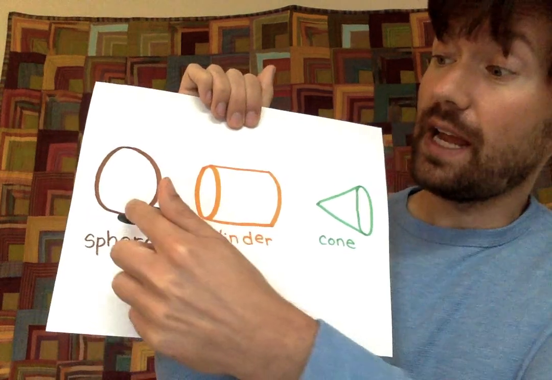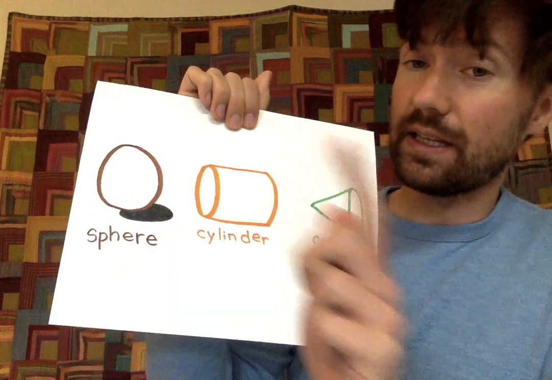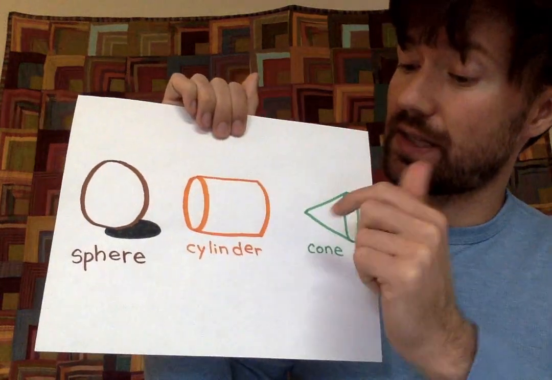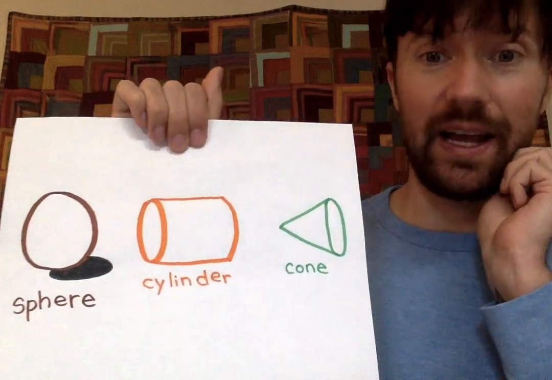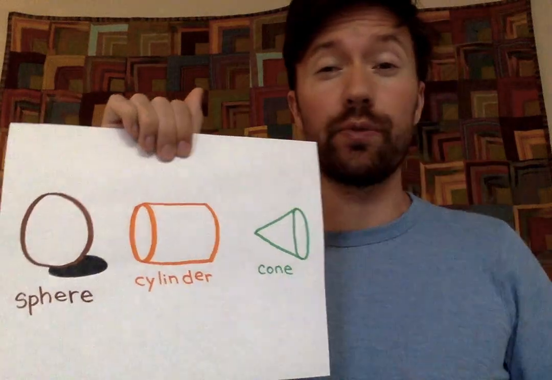The first is that all of these shapes are solid, and the second has something to do with them rolling. Can a sphere roll? It sure can. Can a cylinder roll? Sure can, as long as it's on its side. Can a cone roll? Yes, also if it's on its side. So all three are solid shapes, and all three shapes can roll.